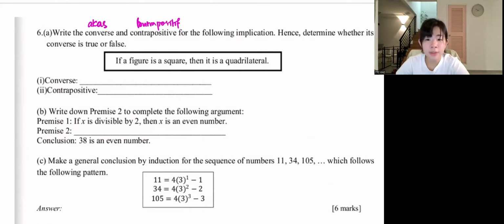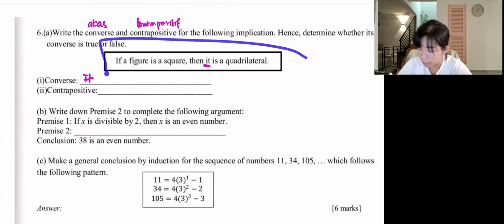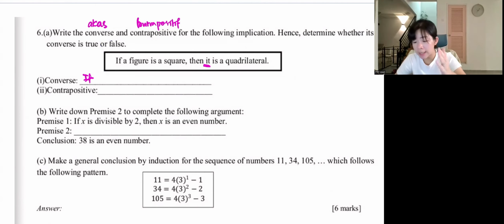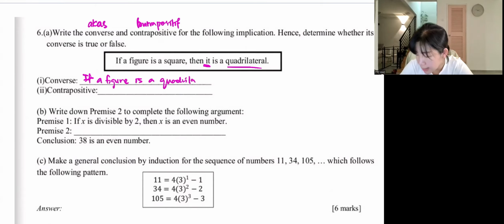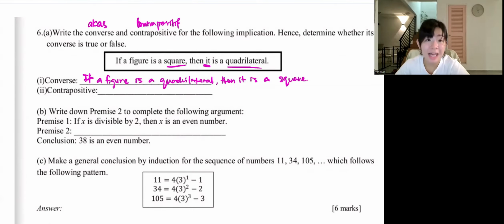Okay, converse means you need to reverse the sequence. So we're just going to write the things at the back first. The original question said, if a figure is a square, then it is a quadrilateral. So converse means you need to reverse. The "it" refers to a figure. If a figure is quadrilateral, comma, then it is, we're going to write the thing in front, square. Understand? This is called converse.